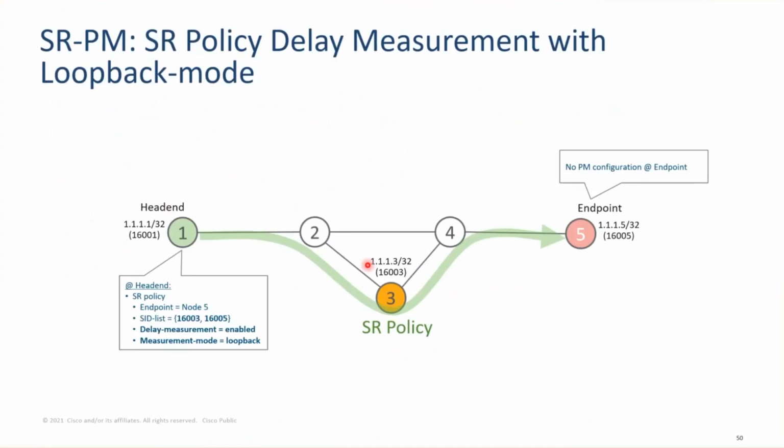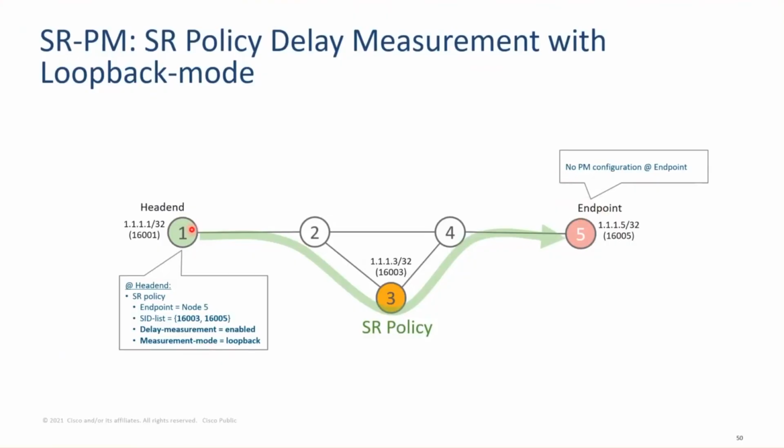Consider an example as the one displayed, where I have a segment routing policy that goes from node number 1 to node number 5 via node number 3. So the SR policy head end is node 1. We have a segment list. In this case, that is going to take me to the label or the prefix SID of node 3, and then the label and the prefix SID of node 5. We're going to enable delay measurement underneath the probe, and we're going to enable the so-called measurement mode loopback.